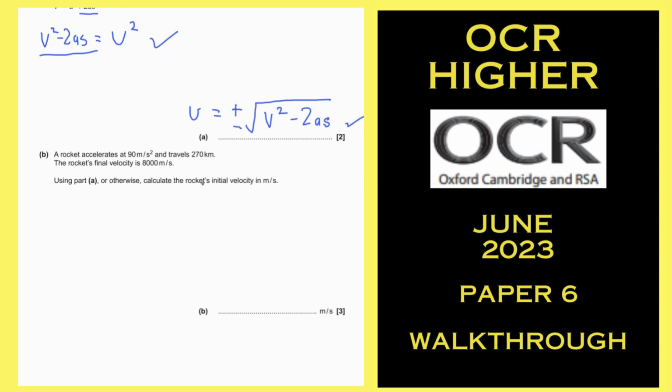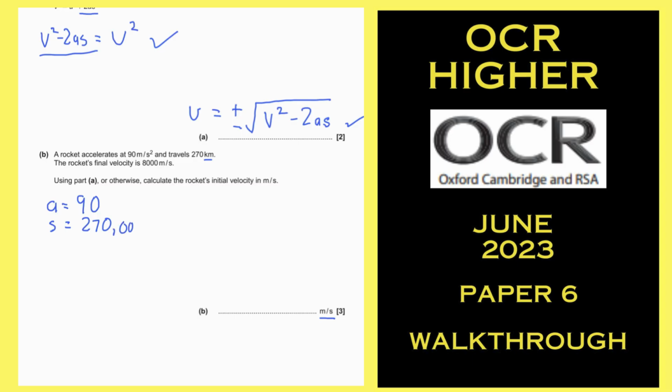Question B. A rocket accelerates at 90 meters per second squared. I'm a big fan in these wordy questions of writing down the obvious, so you've almost got like a menu to choose from. Acceleration equals 90 and travels 270 kilometers. That means our distance, which is the letter S, is 270 kilometers, but it wants the answer in meters per second. Straight away, get rid of the kilometers. The sooner you can work in the units that are required, the better.